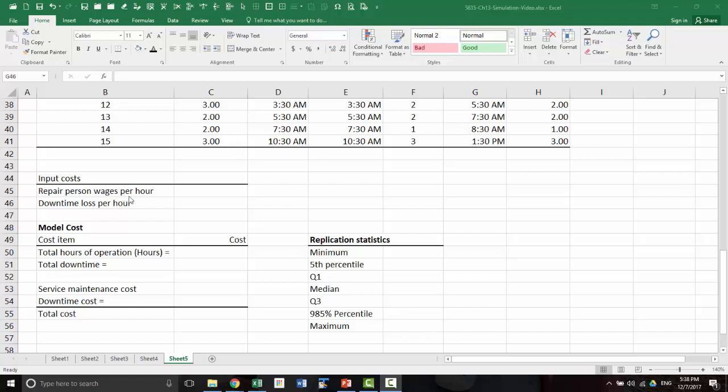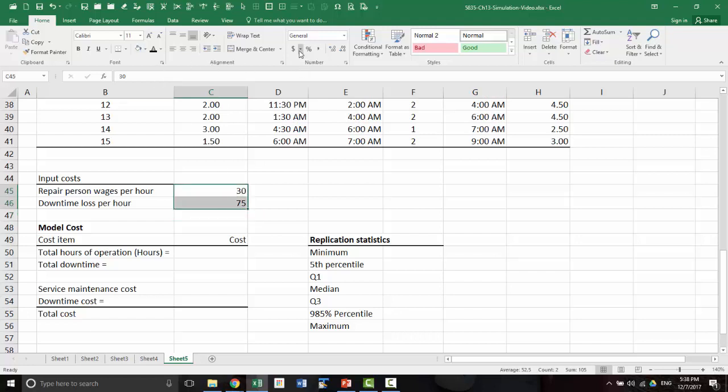Okay, now let's set up the cost. Repair person's wages is given as $30 an hour. Okay, and downtime cost loss is $75 an hour.